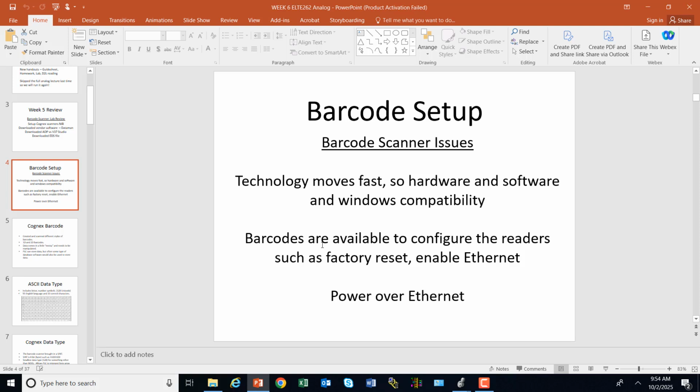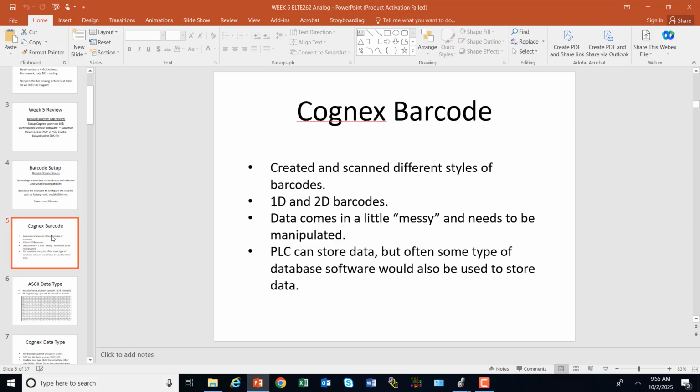And then it was power over Ethernet. We did a good job of not blowing anything up, just hooking those up and getting them to read. It was pretty painless getting those to read. We set it up with the Cognex software, DataMan, and we created and scanned different styles of barcodes, 1D and 2D barcodes, just so that we could see how it populates and how we could potentially save it into a file.